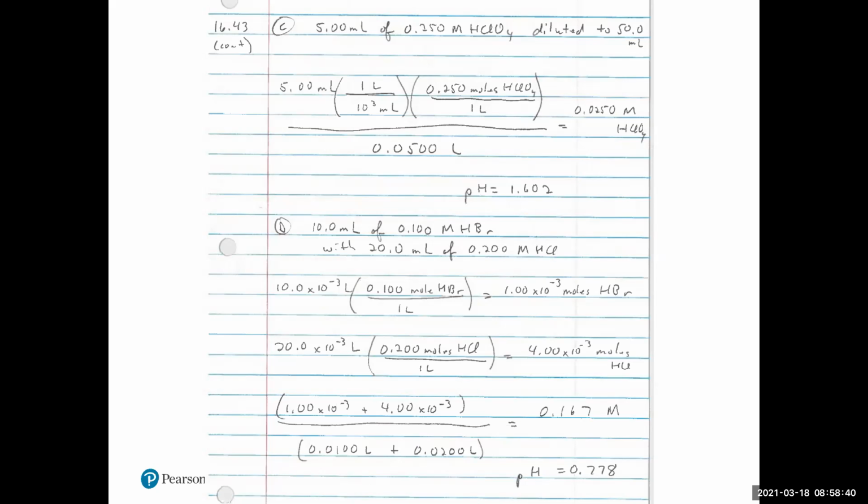Once again, strong acid, so that's also the molarity of the hydrogen ions. So we can go ahead and then do minus the log of that 0.167 value and see that the pH is 0.778.